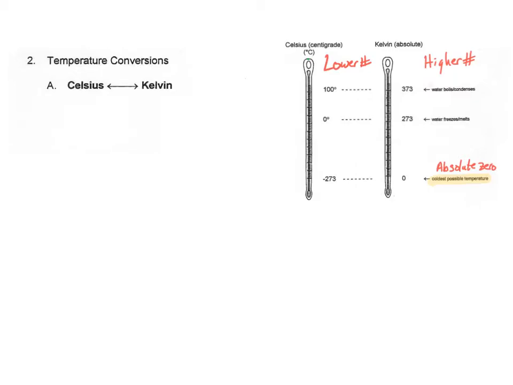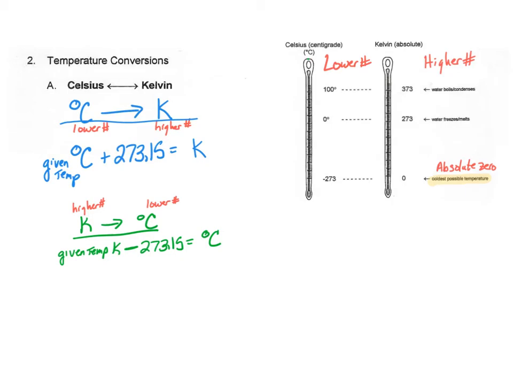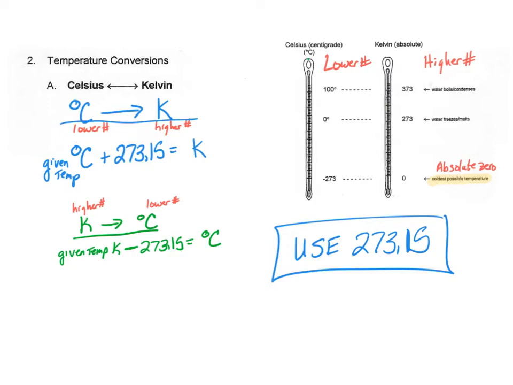You will be expected to be able to convert from Celsius to Kelvin and Kelvin to Celsius. So let's talk about the basics first. If we're going to go from Celsius to Kelvin, the number is going to get larger. So for that, we're going to add 273.15. And then, to go from Kelvin to Celsius, the number has to get smaller. So whatever temperature we have in Kelvin, we're going to subtract 273.15 to find that temperature in Celsius. We're going to see some problems next. We are going to use 273.15 because it is a more accurate number.